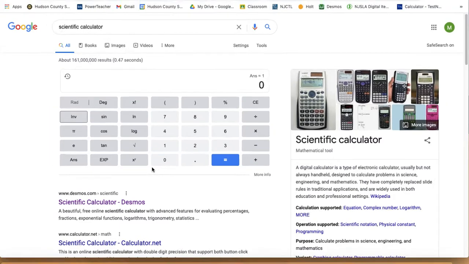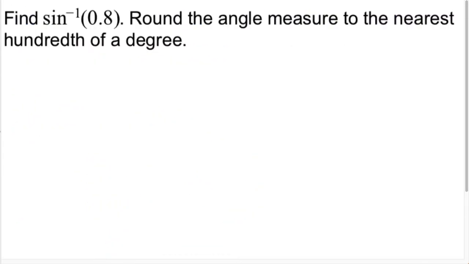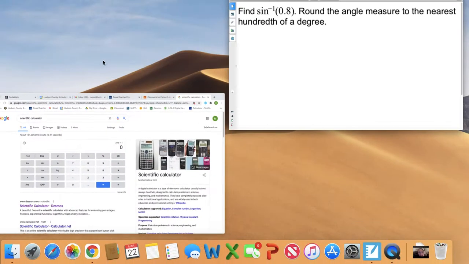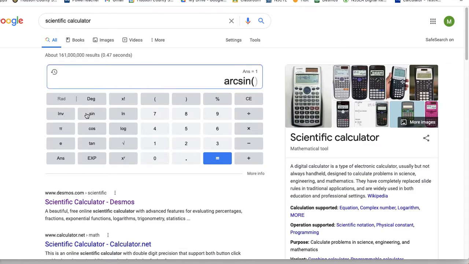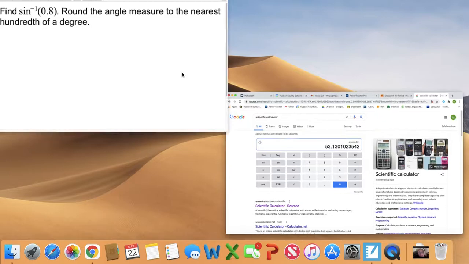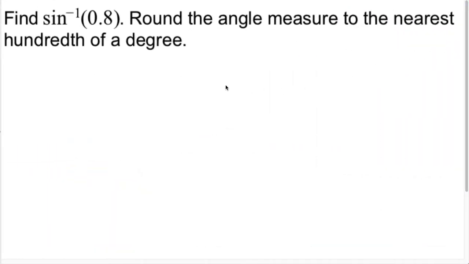Okay, now let's begin. First, let's test to see how this is used. Let's say find inverse sine of 0.8. You just do inverse sine of 0.8 and then close the parentheses. That is the degree measurement they're talking about. So 53.13 would be the angle that makes this ratio 0.8.